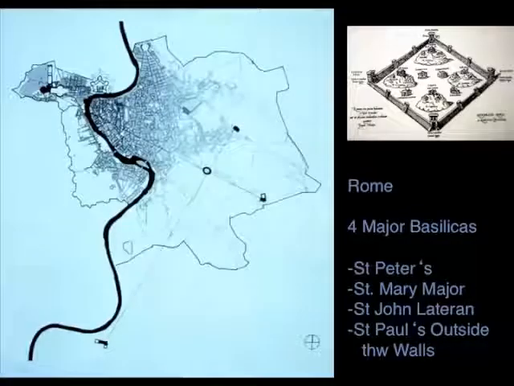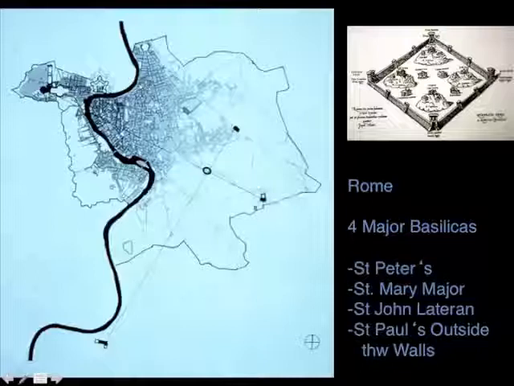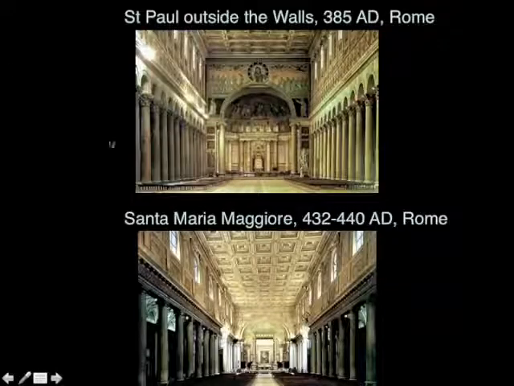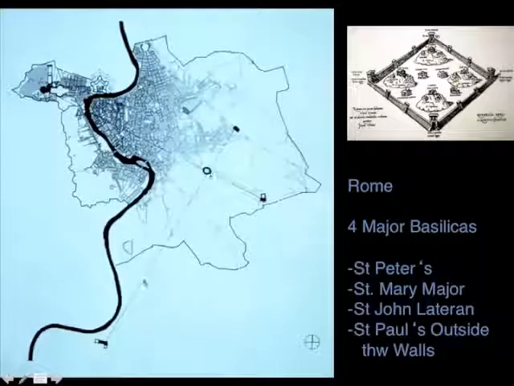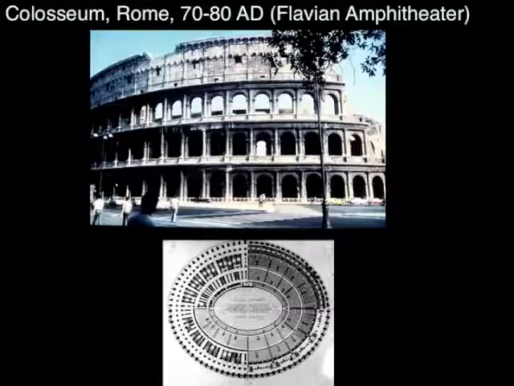There were 4 major basilicas established in the early Christian days. We talked about St. John Lateran, and that one is more or less over here. We talked about St. Peter's, and that one is more or less over here. And the 2 others were St. Mary Maggiore, or Santa Maria Maggiore, St. Mary Major, and St. Paul's outside the walls. This thing in the middle is the Colosseum.